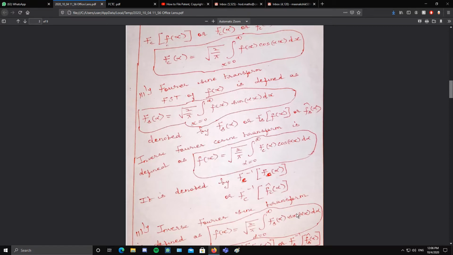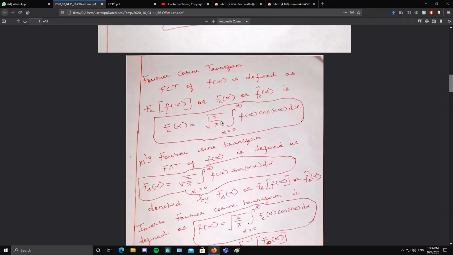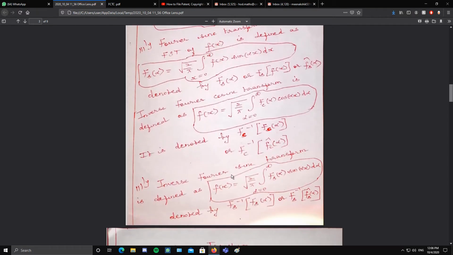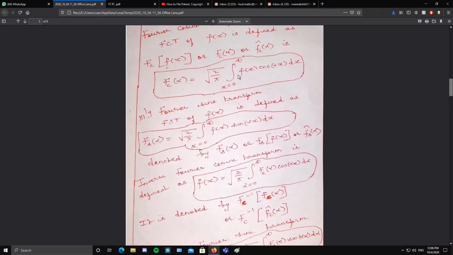So every transform will have an inverse. If you have cosine transform, you have inverse Fourier cosine transform. If you have sine transform, you have inverse sine transform. You don't have to learn the proof for this formula. It's enough if you learn what is cosine transform, what is inverse Fourier cosine transform, and the formula for sine transform and for inverse Fourier sine transform. You don't have to learn the proof behind this formula. I will share the proof later. You can learn it for knowledge purpose.